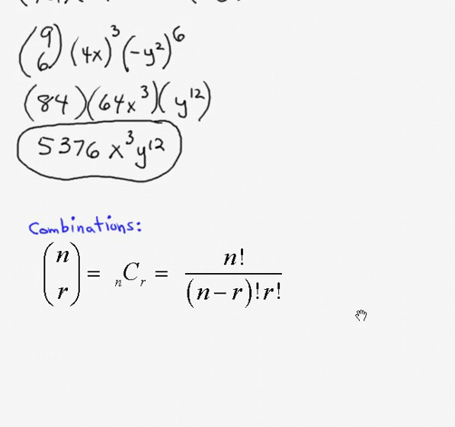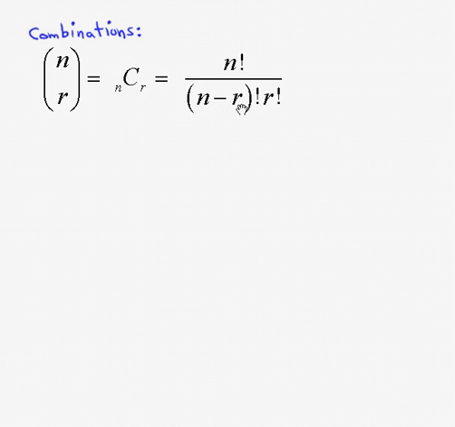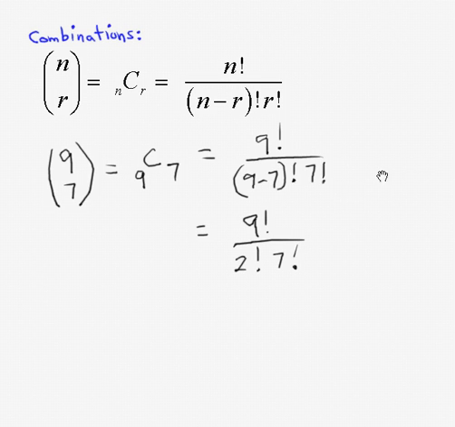All right, so again, that comes from combinations, which is n choose r, or the NCR button on your calculator. That's the same as n factorial over n minus r factorial times r factorial. If you didn't have a calculator button, here's what you've got to do. For 9 choose 7, or 9 NCR 7, that would be 9 factorial over the product of 9 minus 7 factorial times 7 factorial. 9 minus 7 is 2.